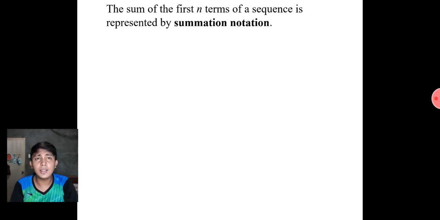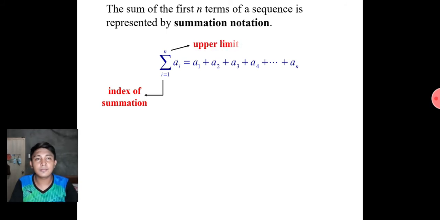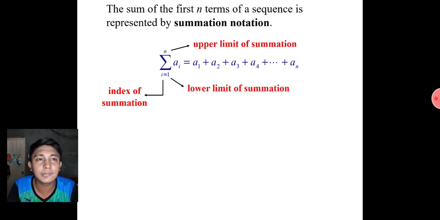Okay. Now, we are to discuss how do we write it in terms of summation notation, since a sequence can be written and represented by summation notation. So it's like that. Okay, we have the index of summation, the upper limit of summation, and the lower limit. So yung lower limit is yung first value ng ating n up to the last.